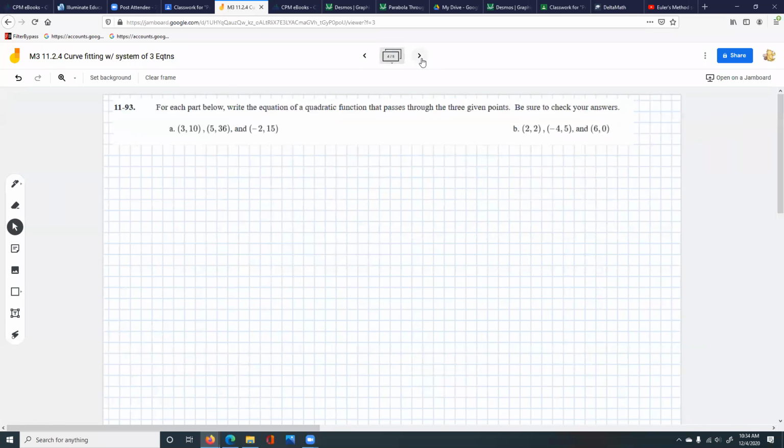92 is just a learning log, so we're going to skip that. So let's do another example. Let's pick 3 more points, right? And let's do a parabola through those 3 points. So go ahead and write down these 3 points, which are (3, 10), (5, 36), and (-2, 15). And we want to do a rough sketch of this, right?